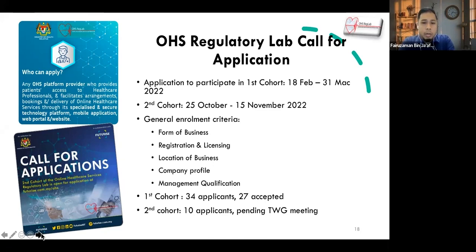So for the second cohort, we just closed in the middle of November, and we are currently in the evaluation phase. Who knows how many applications we'll get this time? It is already expected that the second cohort will have lower numbers than the first cohort.